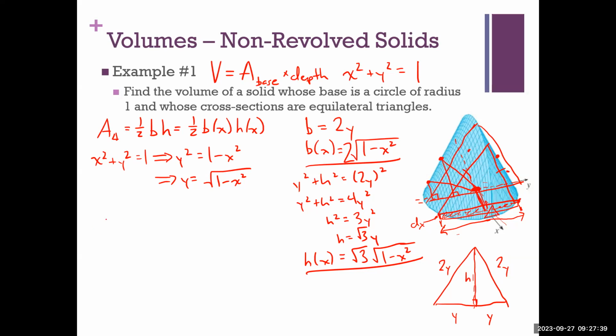So let's start setting up this integral, because right now I think we're equipped to find the area. The area is going to be 1/2 times the base, which is 2 times radical 1 minus x squared, times radical 3 times radical 1 minus x squared. So where does that third dimension come from? Where does the depth come from in this volume? That's going to come from me allowing change in the x direction. That's where the dx comes from.